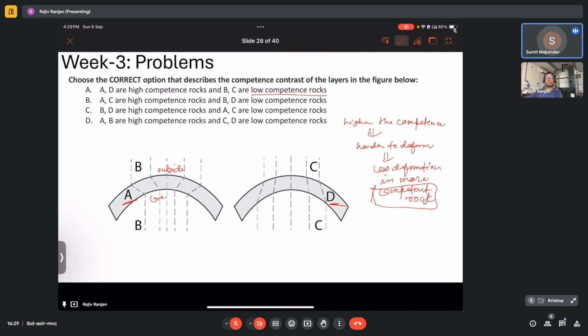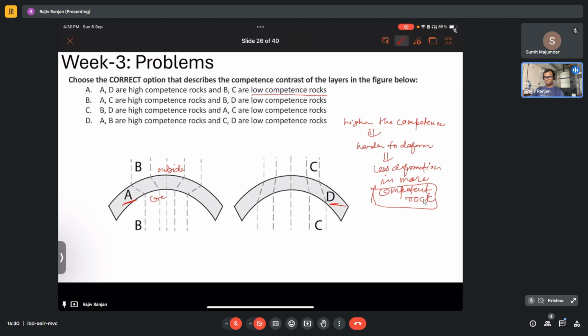In case of B and C, deformity is less. Right. But there is no such option. In case of B and C, of high competence, it's not that. Okay, let me do this.